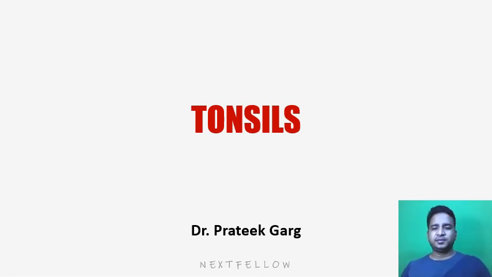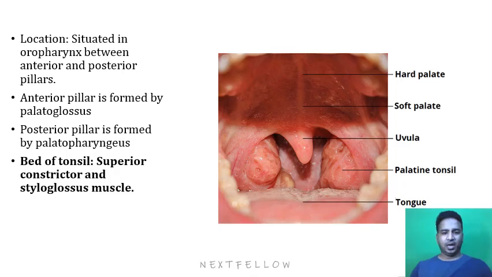Myself, Dr. Prateek Garg. So we will discuss tonsils today. Tonsils are a group of lymphoid tissue situated in the oropharynx. As you can see, this is the boundary of the soft palate, or we can say the anterior pillar. And this mid portion is the uvula, and this is again the anterior pillar on the other side. So these are the group of lymphoid tissue which are situated in the oropharynx, not the oral cavity.